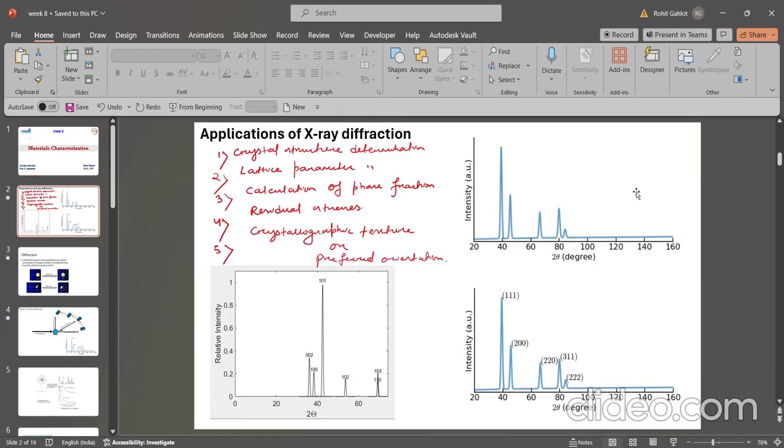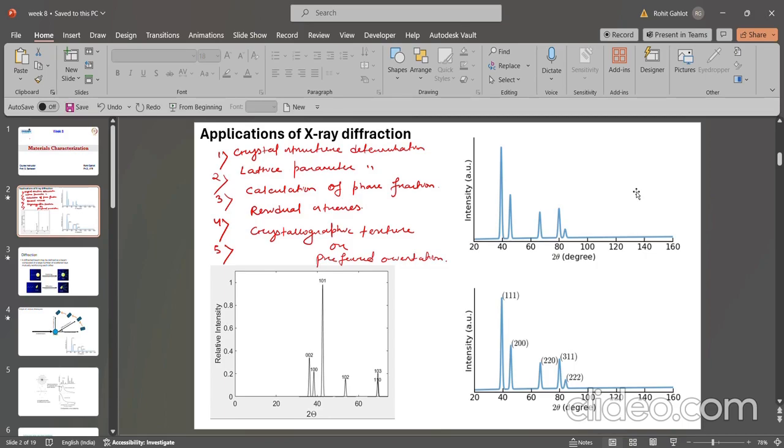In the last week we discussed the basics of XRD, like how the X-rays are generated, then the different filters, different sources, and we also ended at the scattering of the X-rays.